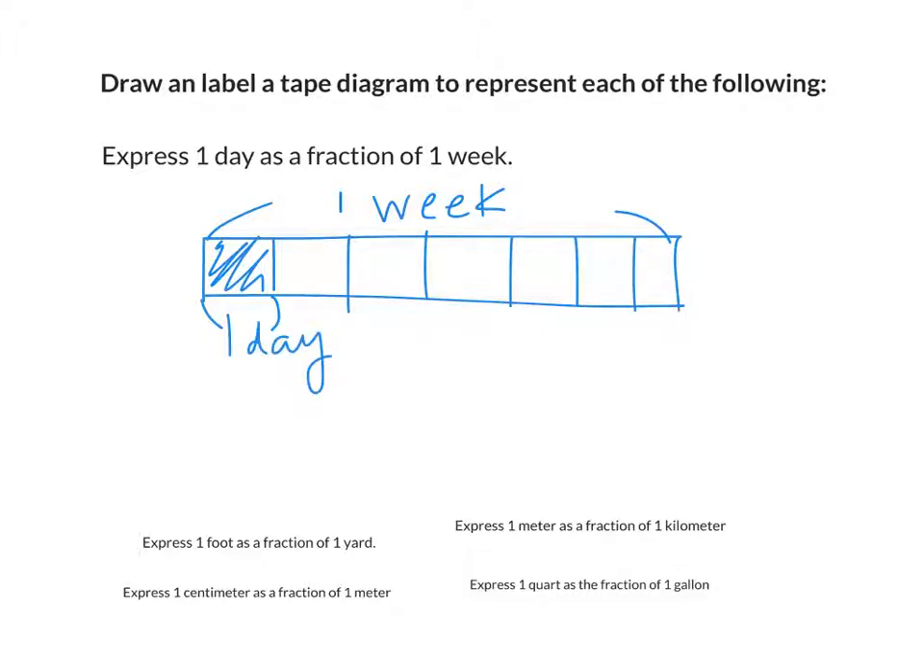So how many sections did I color in altogether? 1 section. Out of a total of how many sections? 7. So we could say that 1 day is what fraction of a week? 1/7. So draw the tape diagram and write in your notes that 1 day is equal to 1/7 of a week.